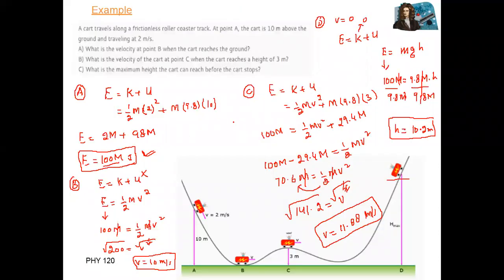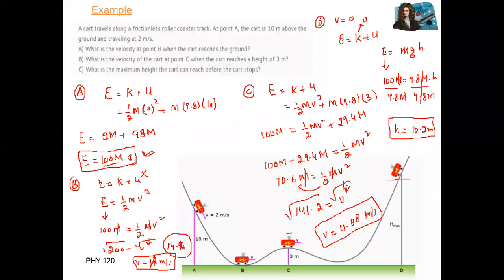Professor, in part B, the square root of 200 is not 10, sir. It is 14.1. Yes, excellent. It's actually 14.14 meter per second, not 10. Thank you, guys. Okay, any other question? No, thank you, sir.